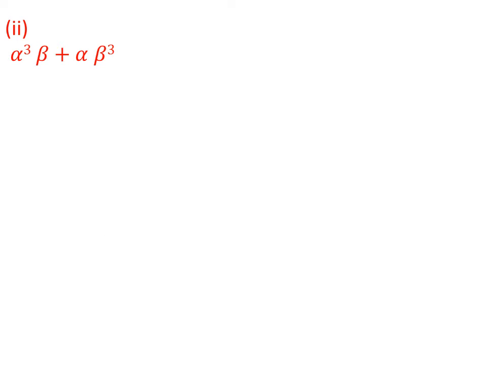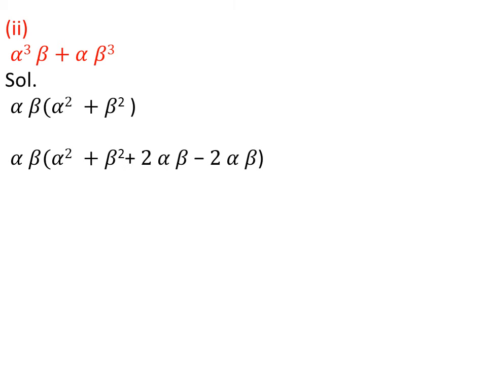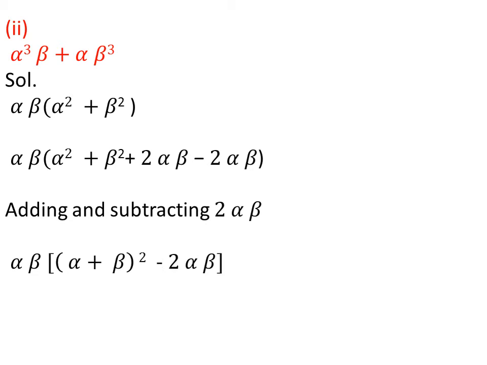Here we have to evaluate alpha cube into beta plus alpha into beta cube. First of all, from these terms we will take alpha beta common, and in the bracket we are left with the terms alpha square plus beta square. Now by adding and subtracting 2 alpha beta in the bracket we can write alpha beta into alpha square plus beta square plus 2 alpha beta minus 2 alpha beta. Here you can observe that first 3 terms in the bracket are the square of alpha plus beta, so we can write it as alpha beta into alpha plus beta whole square minus 2 alpha beta.